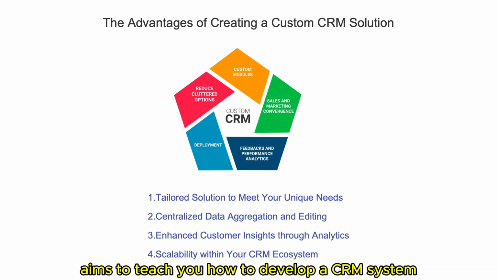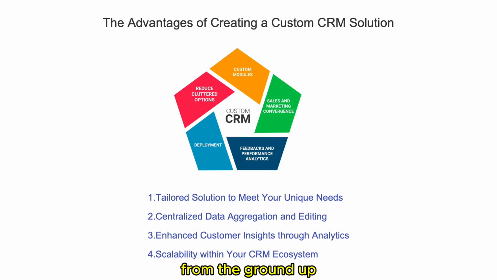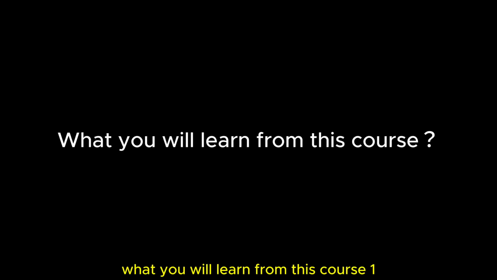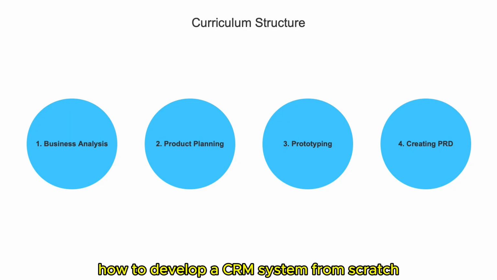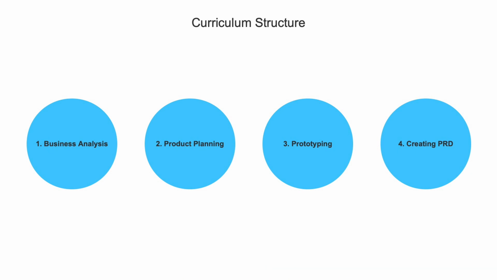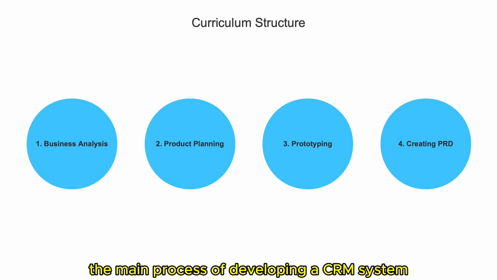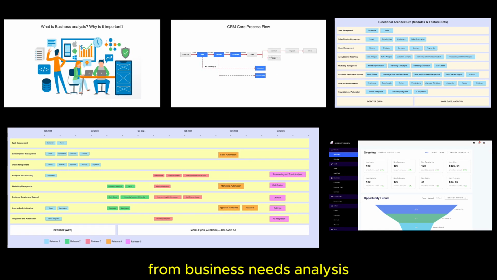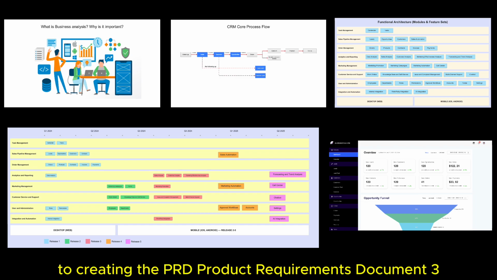This course aims to teach you how to develop a CRM system from the ground up. What you will learn from this course: 1. How to develop a CRM system from scratch. 2. The main process of developing a CRM system, from business needs analysis to designing the main business processes, functional architecture, product roadmap, prototyping, to creating the PRD product requirements document.